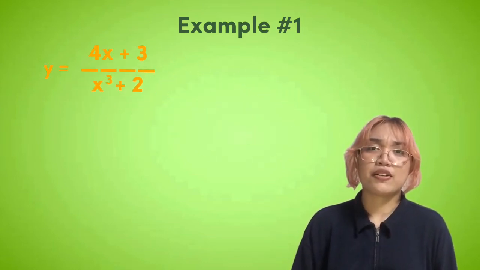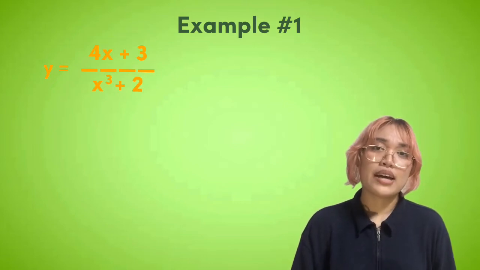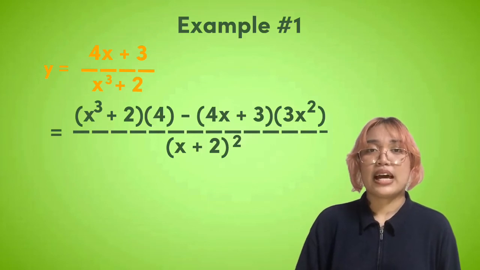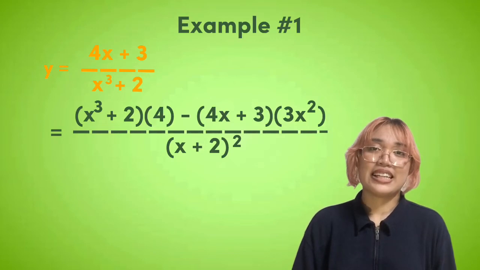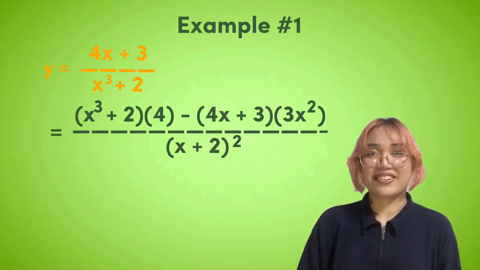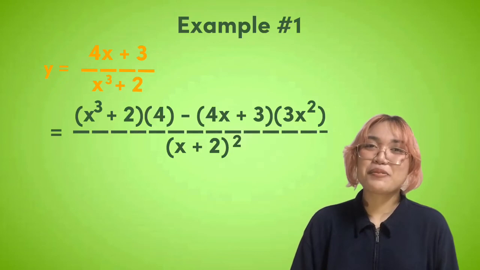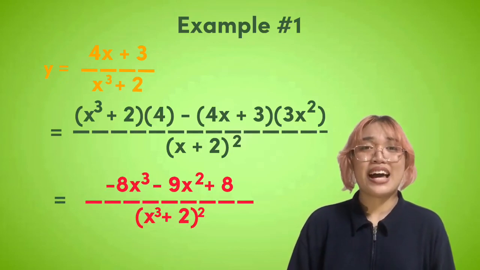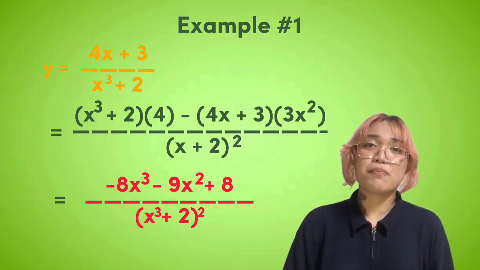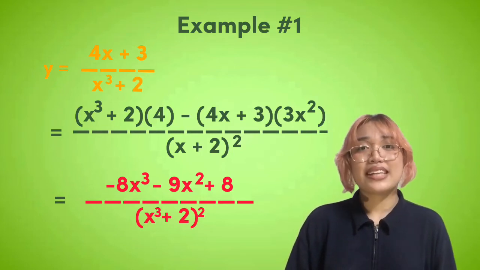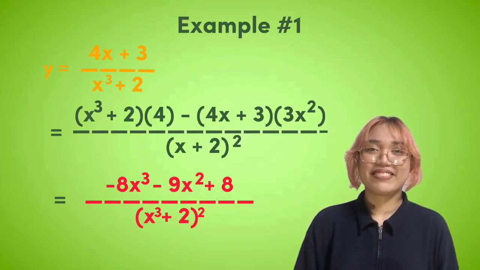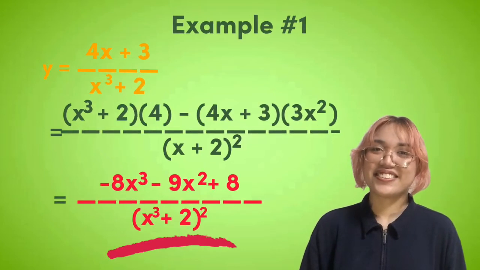Following the low d high minus high d low all over low low, we have the quantity of x cubed plus 2 times 4 minus the quantity of 4x plus 3 times 3x squared all over x cubed plus 2 squared. Simplifying it, we now have negative 8x cubed minus 9x squared plus 8 all over x cubed plus 2. Now that is our final answer.